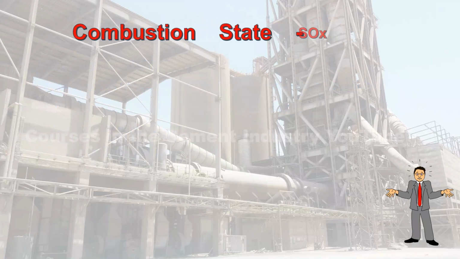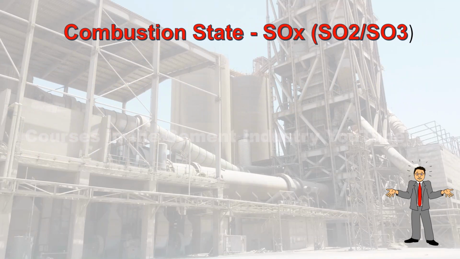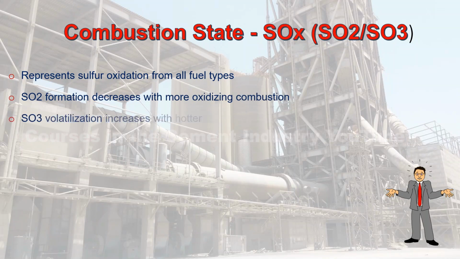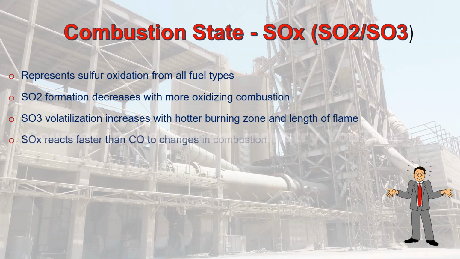Combustion state SOx, SO2 and SO3. 1. Represents sulfur oxidation from all fuel types. 2. SO2 formation decreases with more oxidizing combustion. 3. SO3 volatilization increases with hotter burning zone and length of flame. 4. SOx reacts faster than CO to changes in combustion.